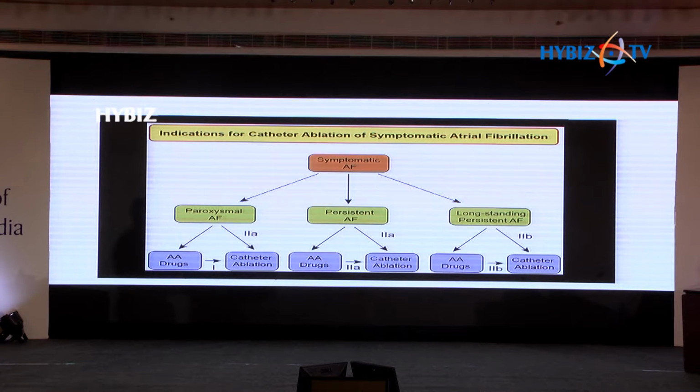And what do the guidelines say? This is the 2017 guideline, which gives class 2A indication for atrial fibrillation ablation in paroxysmal as well as persistent atrial fibrillation conditions. But then long-standing persistent AFs, it is class 2B. But what is class 1 is still antiarrhythmic drug.